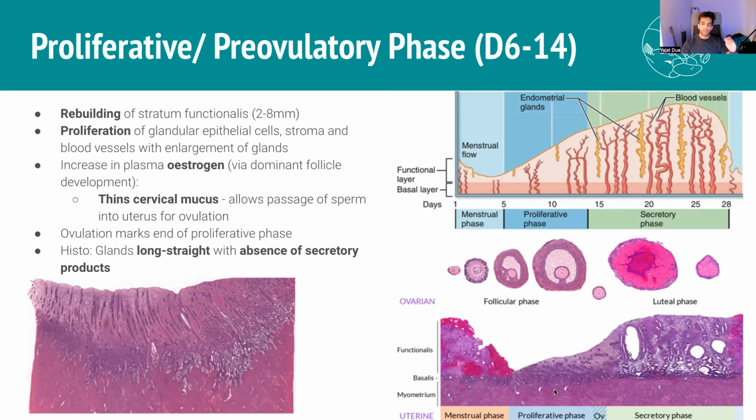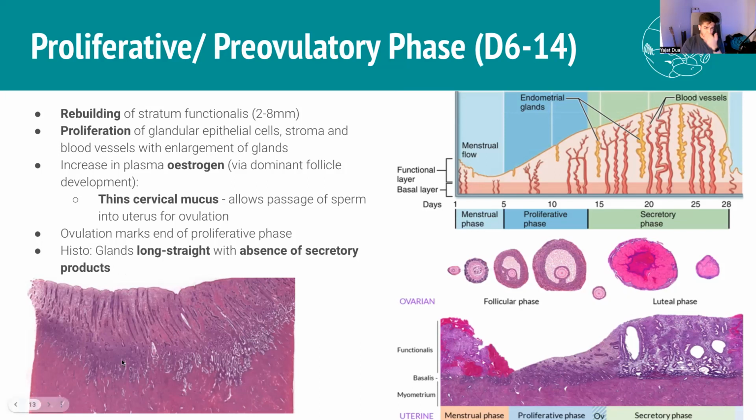At this point, the function of the endometrium and the uterus is, if fertilization needs to occur, to allow sperm to enter. So when the ovum is ovulated, sperm can fertilize it. So it actually thins the cervical mucus at this stage, so that the sperm can pass into the uterus more easily. And then this phase ends with ovulation.